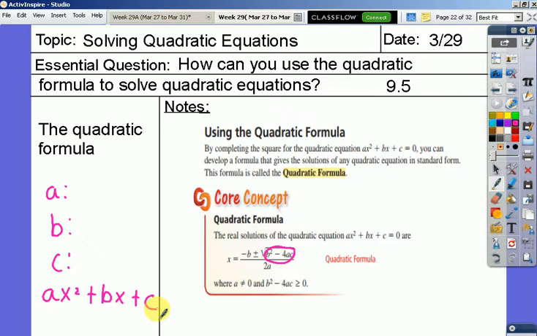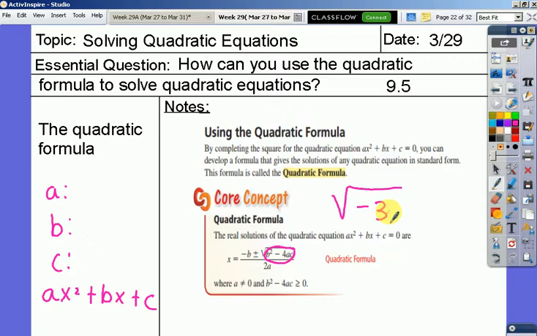B squared minus 4AC has to be greater than or equal to 0. What happens if this is negative? Can we take the square root of a negative number and be in the real number system? No. That's imaginary, right? So in order to get real solutions, this has to be greater than or equal to 0. Anytime we get less than 0, we automatically know that our solutions are imaginary. This is called the discriminant, and we'll talk about that.